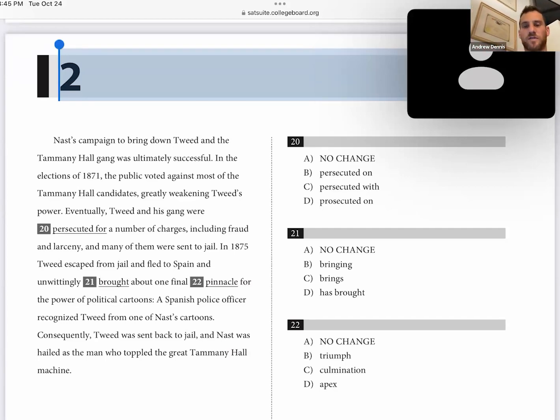A Spanish police officer recognized Tweed from one of Nast's cartoons. One final triumph for the power of political cartoons, culmination, apex, or pinnacle.